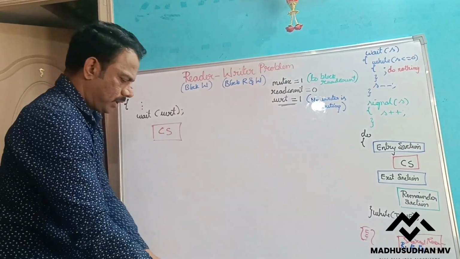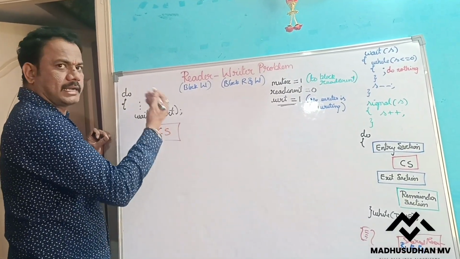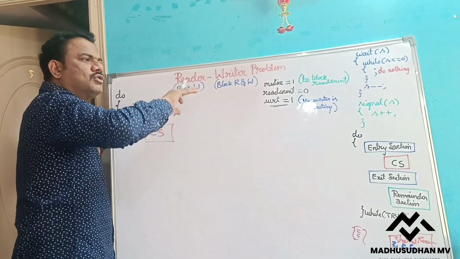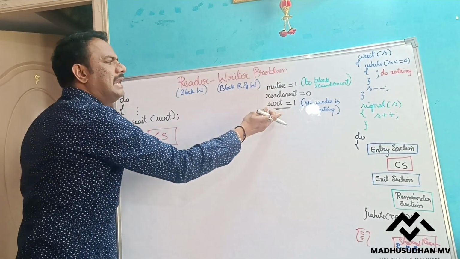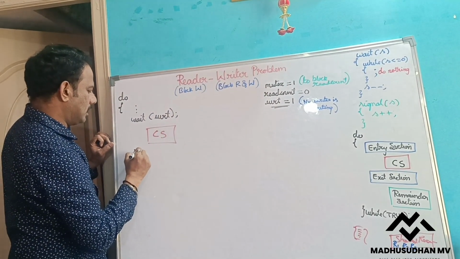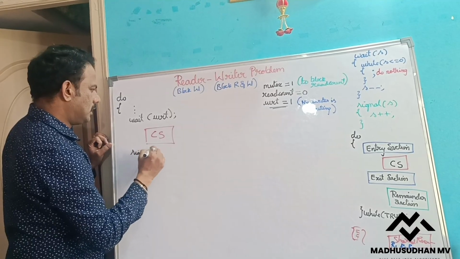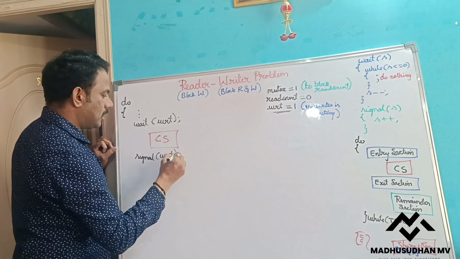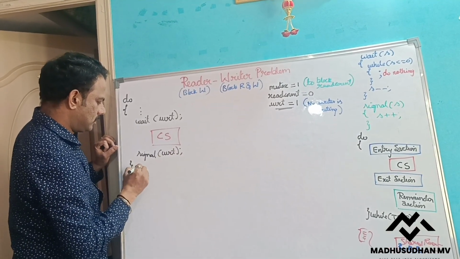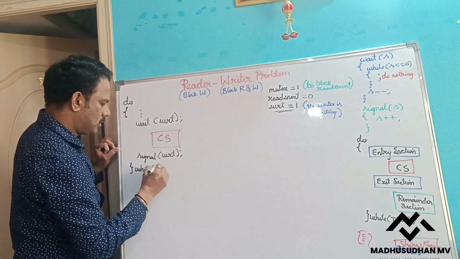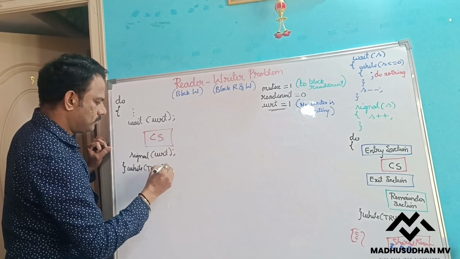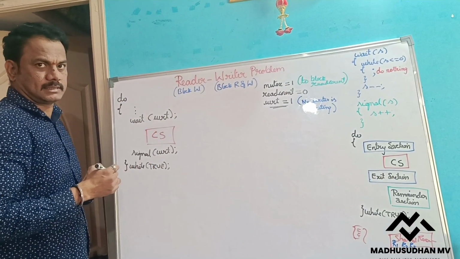Once it gets WRT, it can enter the critical section, that is our shared resource. After writing, it comes out and it has to give a chance to other writers, so it has to release this lock: signal(WRT). Then do while true. So this is just the writer process.